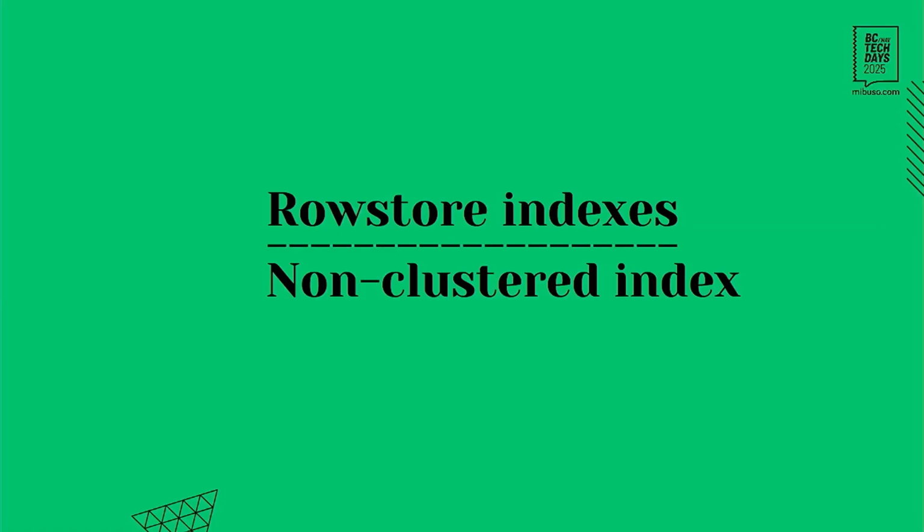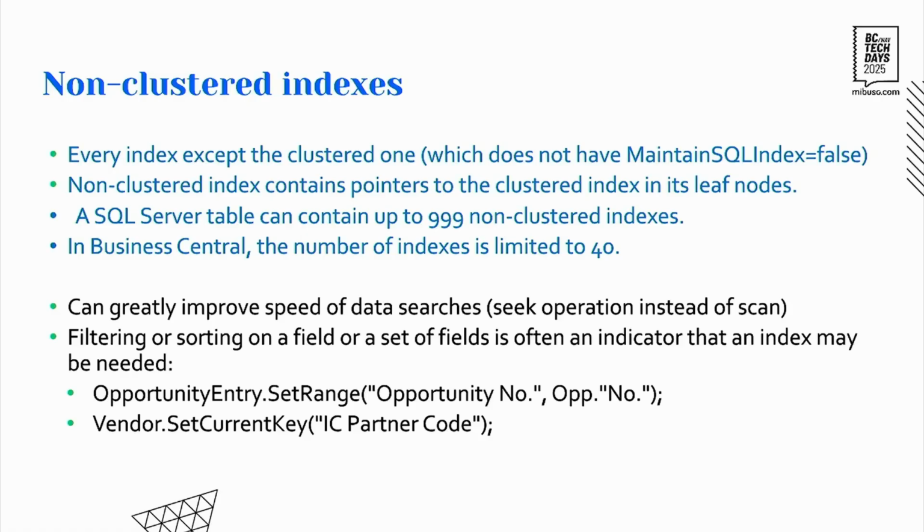And now, still row store indexes, but now the non-clustered index. So everything that's not the clustered index will be a non-clustered index, basically. And it looks like this. Yeah. And now we're coming to something more interesting. Essentially, as Stefan just introduced, every other index in the table which is not clustered is non-clustered, unless we decide not to maintain the index at all, not to create an index at all, and set the MaintainSQLIndex property to false. Why would we do that? But yeah, we can do it. Maybe we just want to create a SIFT view without an index. Okay, we can do it.